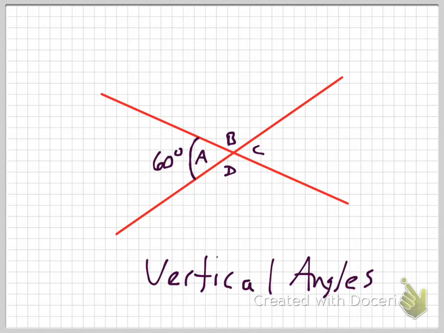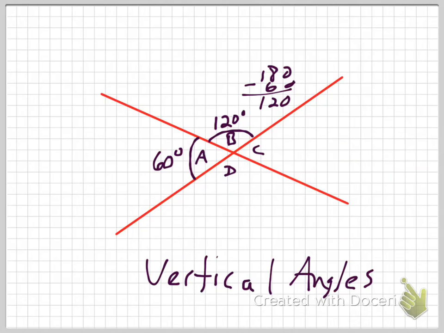Let's just say that A is 60 degrees. If A is 60, what is B? Don't just make up stuff, right? Since they add up to 180, it goes 180 minus 60 comes out to 120. That means that this angle is 120, because 60 plus 120 add up to 180. A and B are supplementary.